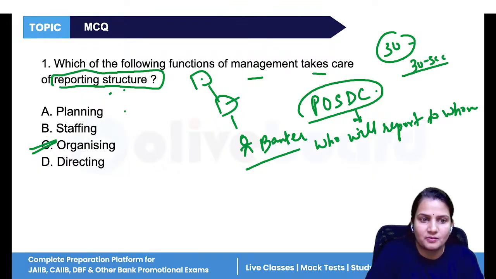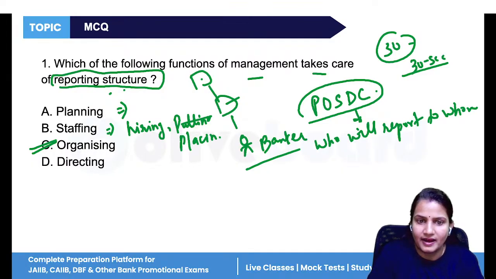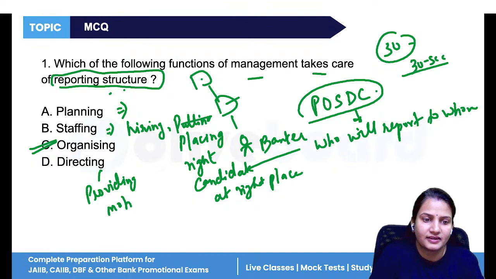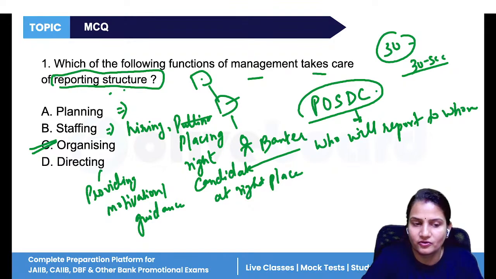All right, planning is all about making plans for your future course of action. Staffing is all about hiring new people, putting the right people at the right place, or we can say placing the right candidate at the right place. And directing means providing motivation and guidance to the employees so that they can work with full efficiency. So which tells about the reporting structure?